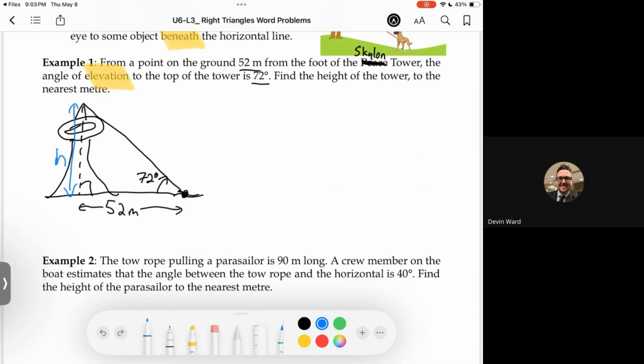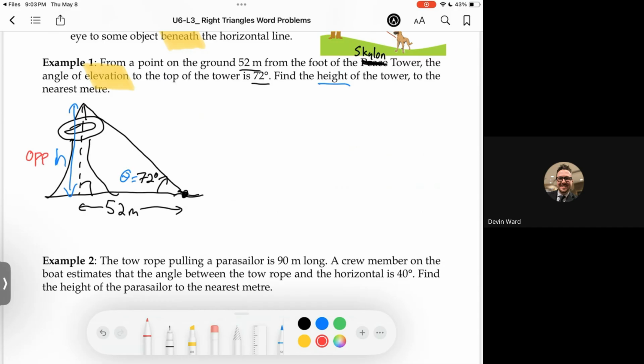And I know that I'm looking for the height to the nearest meter. Okay, so what I have here is a right angle triangle. What I want to do is label the opposite, adjacent, and hypotenuse sides. This is my angle here, that's theta. So if that's theta, I know across from the triangle is always going to be my opposite side.